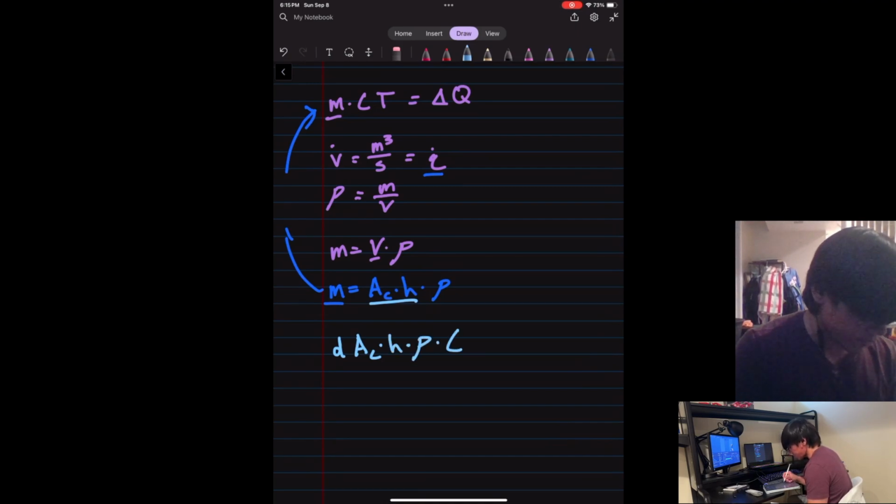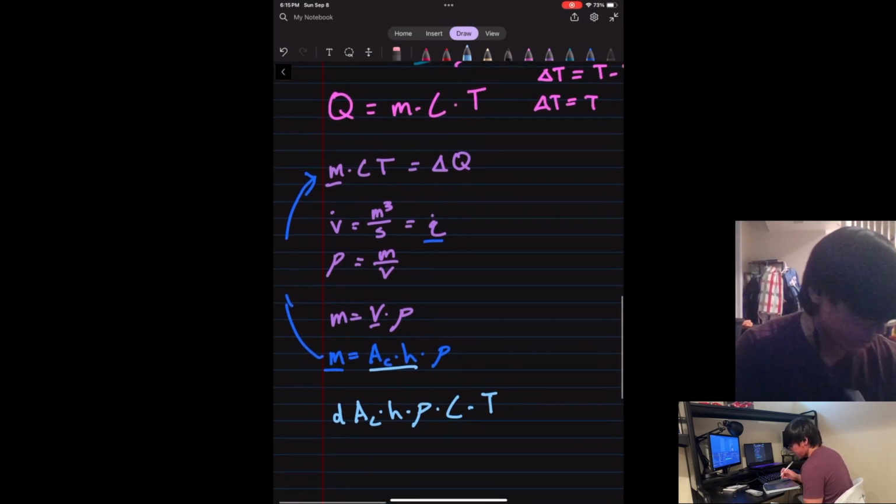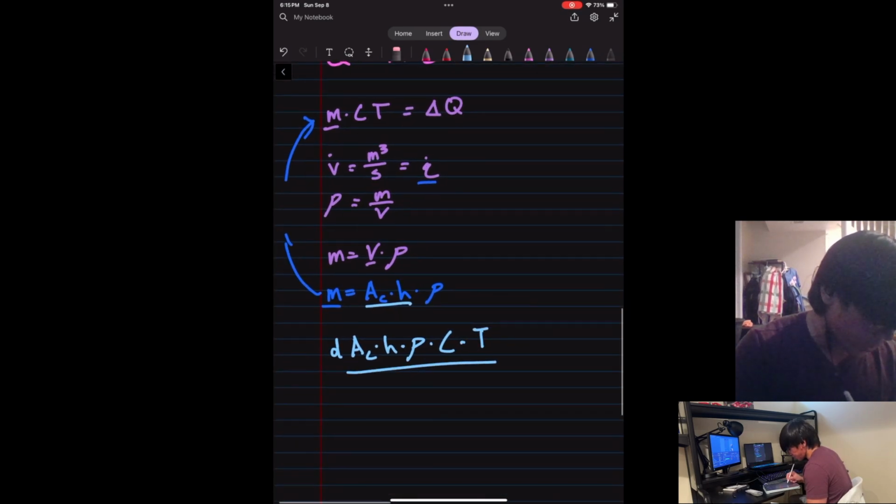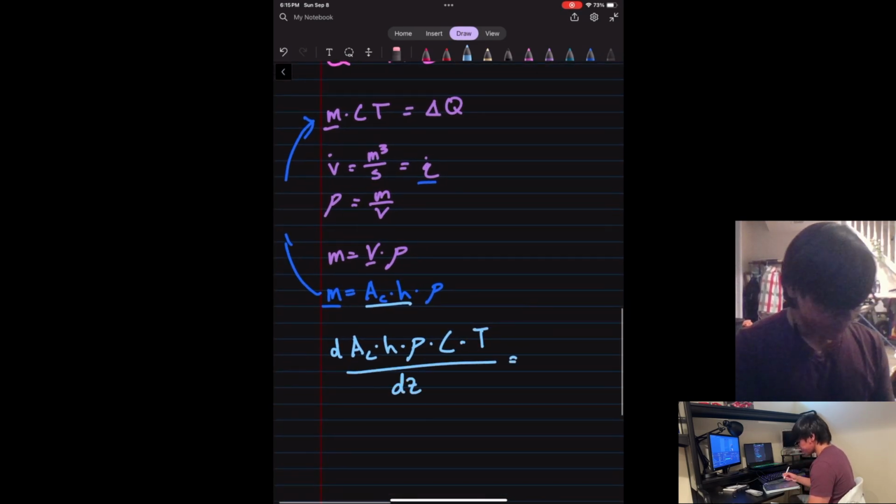Then we still have our specific heat capacity of water times our difference in temperature relative to a reference temperature that was 0. And all of that is with respect to time. So that's our left-hand side.